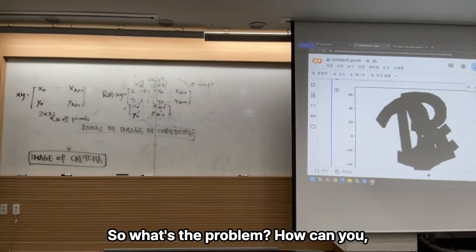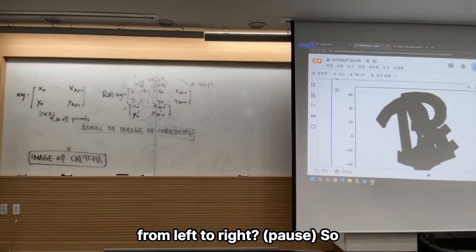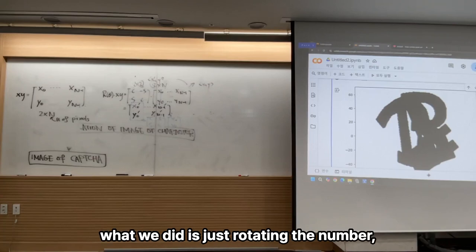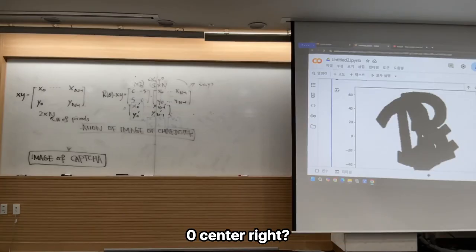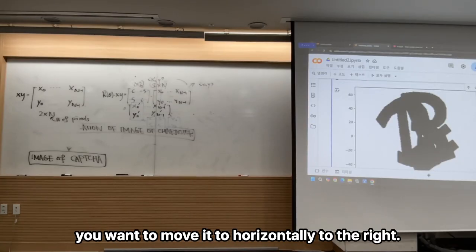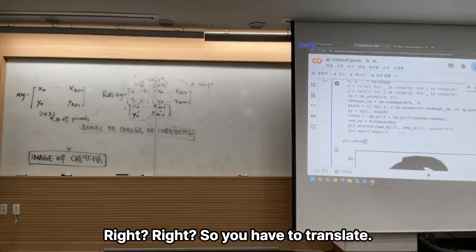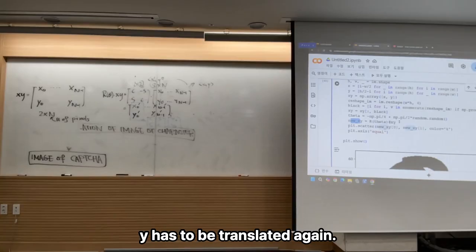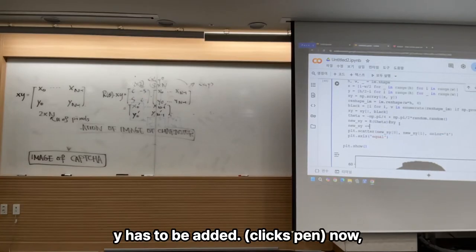So what's the problem? How can you put the numbers in sequential order from left to right? What we did is just rotate the image of the number and put it at the 0, 0 center, right? So every time you put the next number, you want to move it horizontally to the right. So you have to translate. So the new xy has to be translated again. So new xy has to be added.